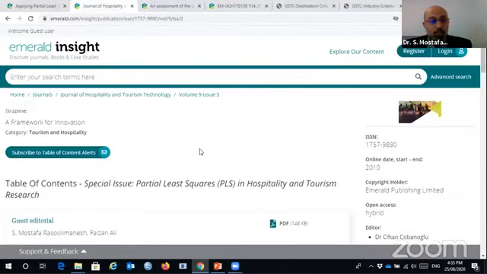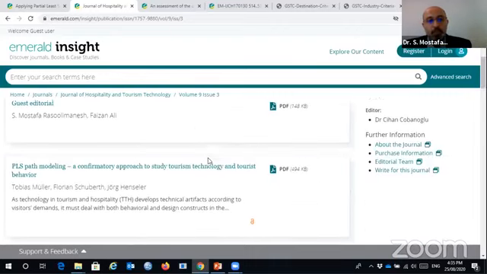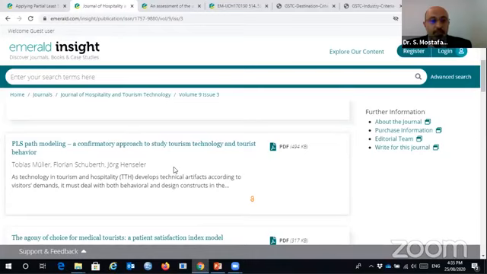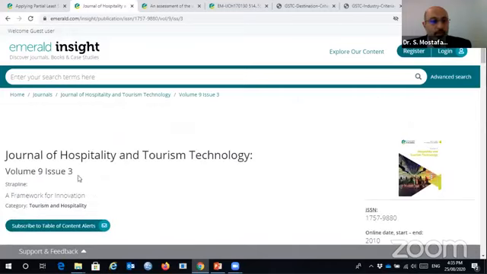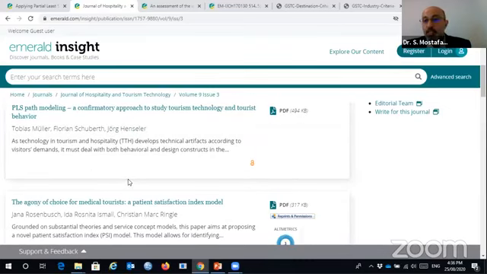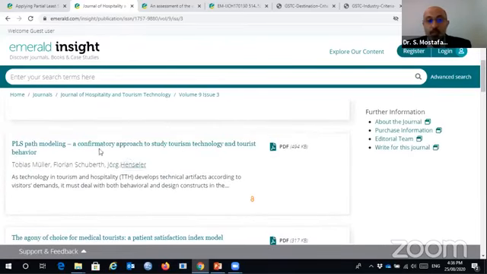This is another special issue that we published in 2018 in the Journal of Hospitality and Tourism Technology. In this special issue, we published several papers from well-known researchers on application of PLS, and some methodological papers about PLS in hospitality and tourism. It is volume 9, issue 3 of the Journal of Hospitality and Tourism Technology in 2018. You can go through the different papers published in this special issue, and I'm sure you can get very good insight from them.